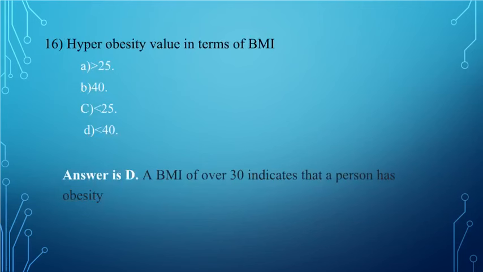16. Hyper-obesity value in terms of BMI. A. 25. B. 40. C. 25. D. 40. Answer is D. A BMI of over 30 indicates that a person has obesity.